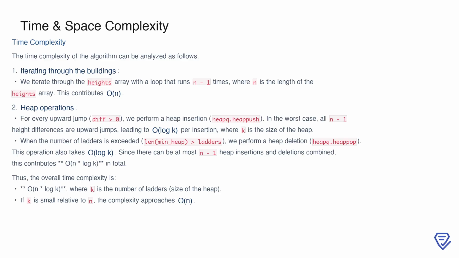If the number of ladders, k, is small relative to n, the complexity approaches O(n), making the algorithm efficient for large inputs with few ladders.